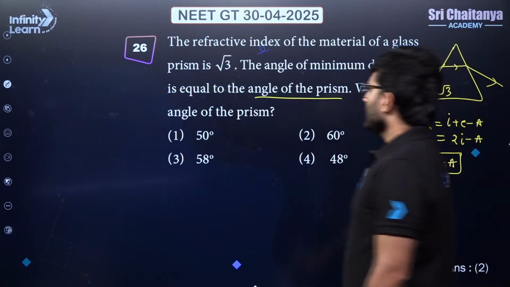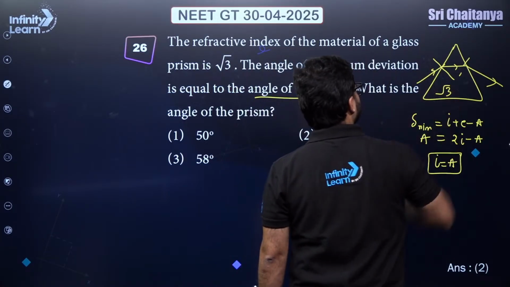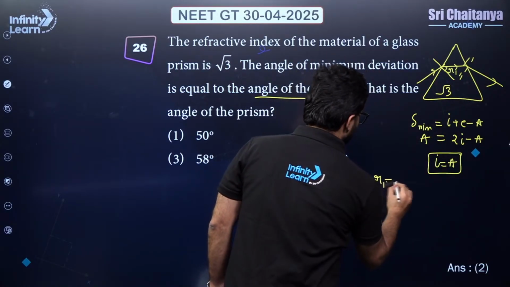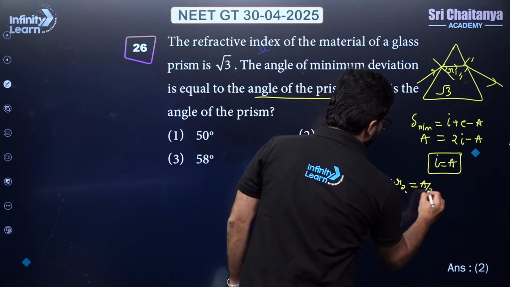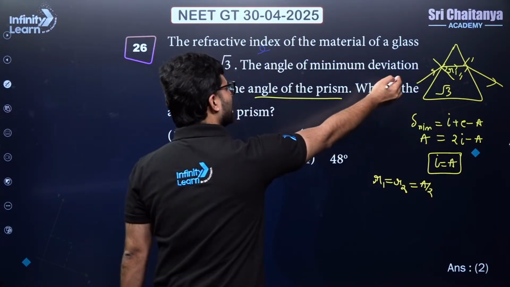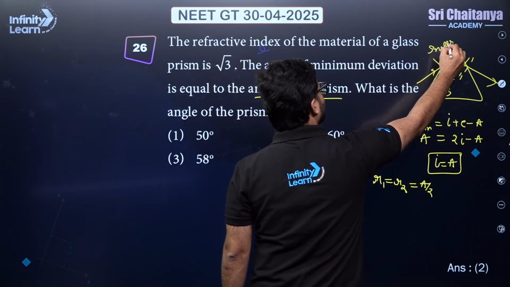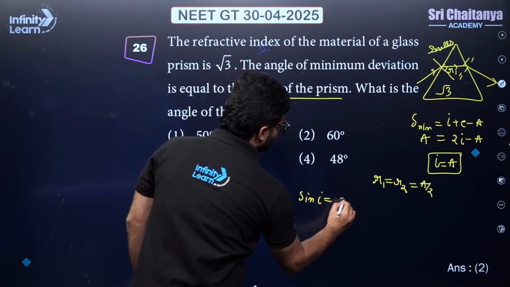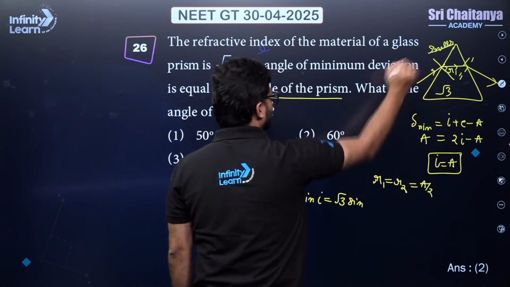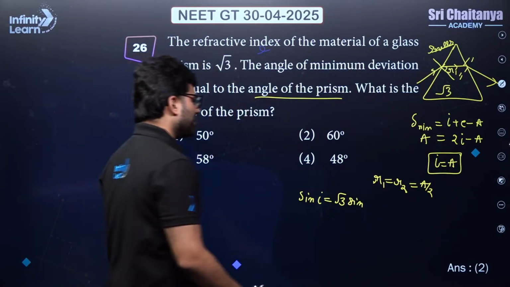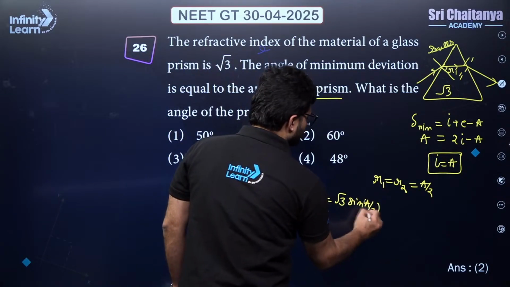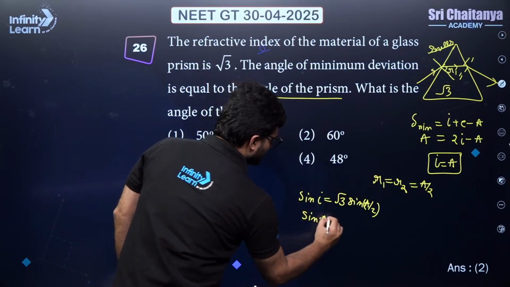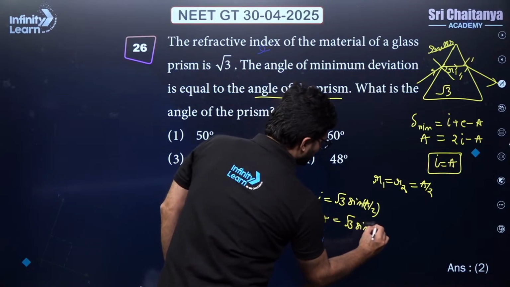Now at minimum deviation, r1 and r2 both are equal and they are equal to A by 2. So now I can apply Snell's law here. What is Snell's law? Sine of i is equal to √3 times sine of r1, which is A by 2. And what is sine i? Sine i is nothing but sine A. So sine A is equal to √3 times sine of A by 2.